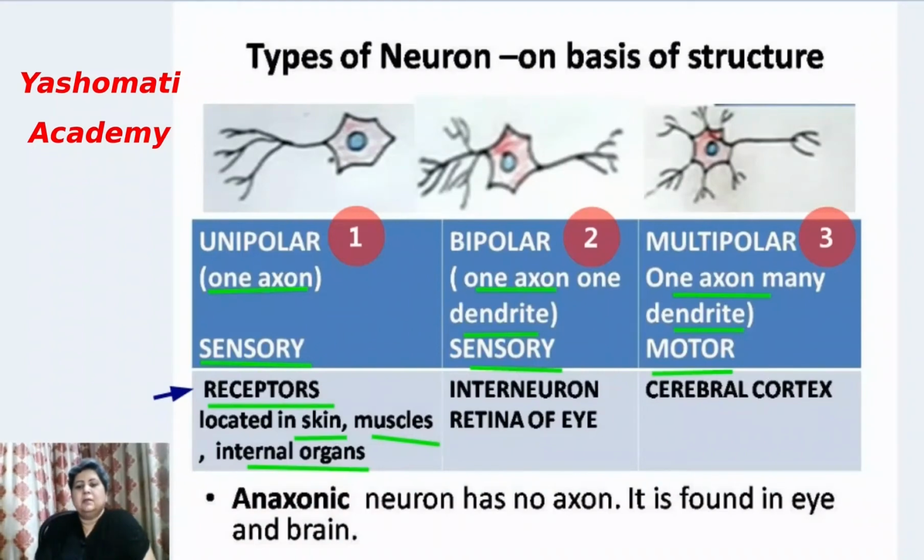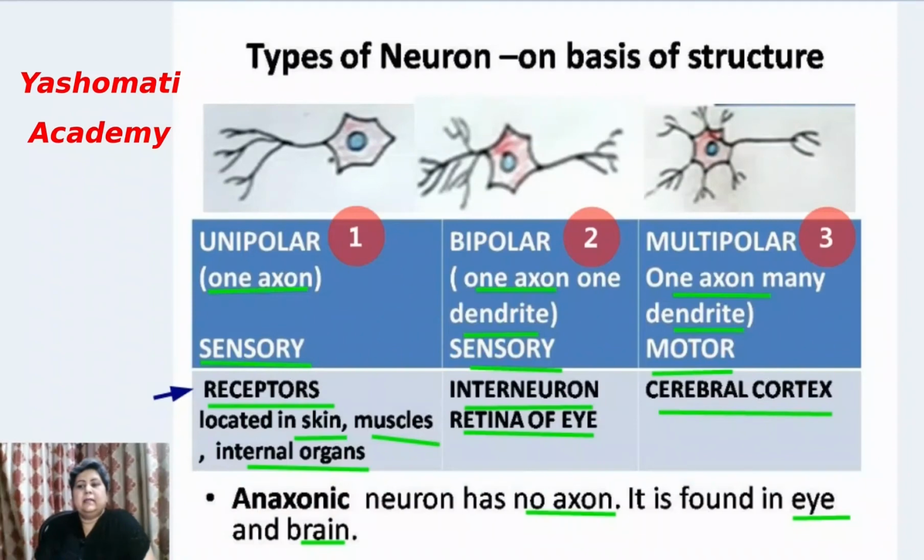Bipolar neurons are present as interneurons. Interneuron means those which form the connection between two neurons. For example, they are also found in the retina of the eye, whereas multipolar neurons are found in the cerebral cortex, that is a part of the brain. There can be certain neurons which may not have any axon. Those neurons which have no axon are called anaxonic. Anaxonic means they do not have any axon, and such neurons are found in the eye and brain.